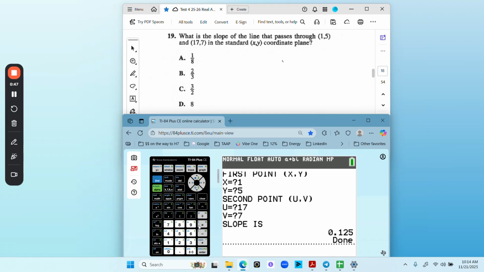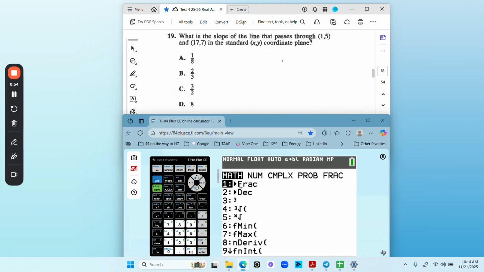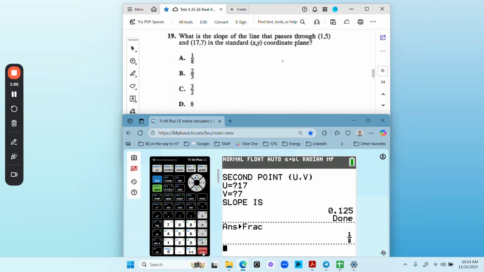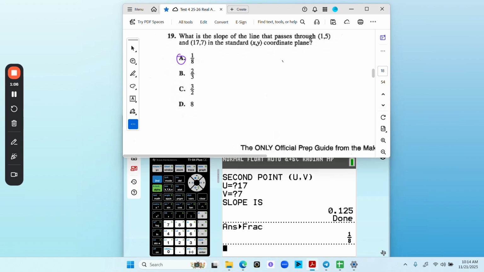None of these answer choices are in decimal form. So to find out which one is the correct answer, I'm going to hit math. The first one's a fraction, so I basically think about it as I hit math, enter, enter. It gives you 1/8, and that means that A is the right answer.